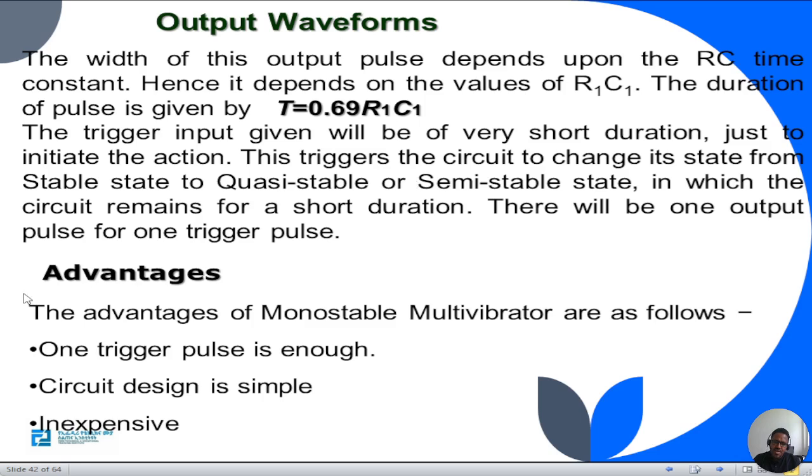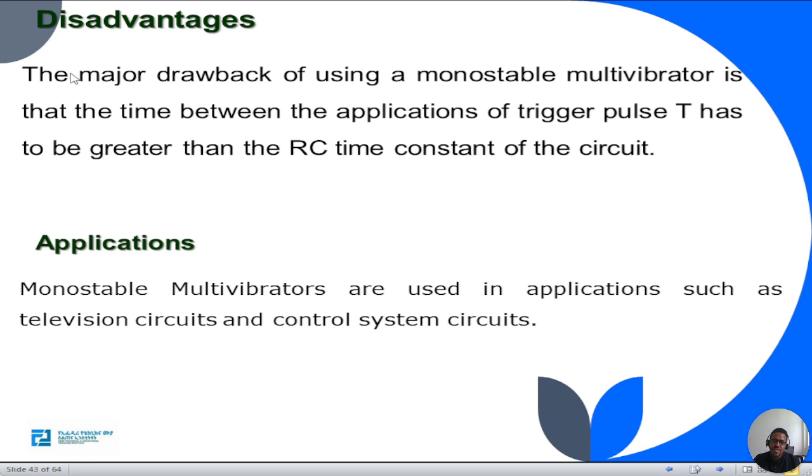Advantage of the monostable: one trigger pulse is enough. Circuit design is simple, also inexpensive. The disadvantage, or the major drawback, of the monostable is that the time between the application of trigger pulses has to be greater than the RC time constant of the circuit.